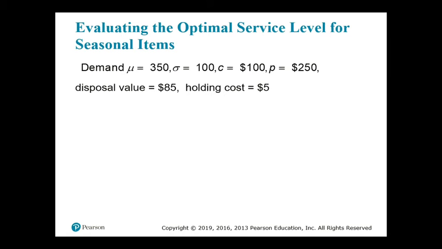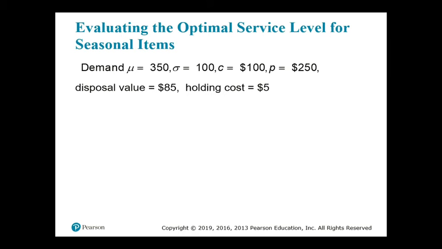Applying this to our example, so assuming that we have the demand distribution of the season is on average demand is 350, demand standard deviation is 100, and cost is 100, selling price is 250, salvage value or disposal value is $85, and then inventory holding cost is $5.